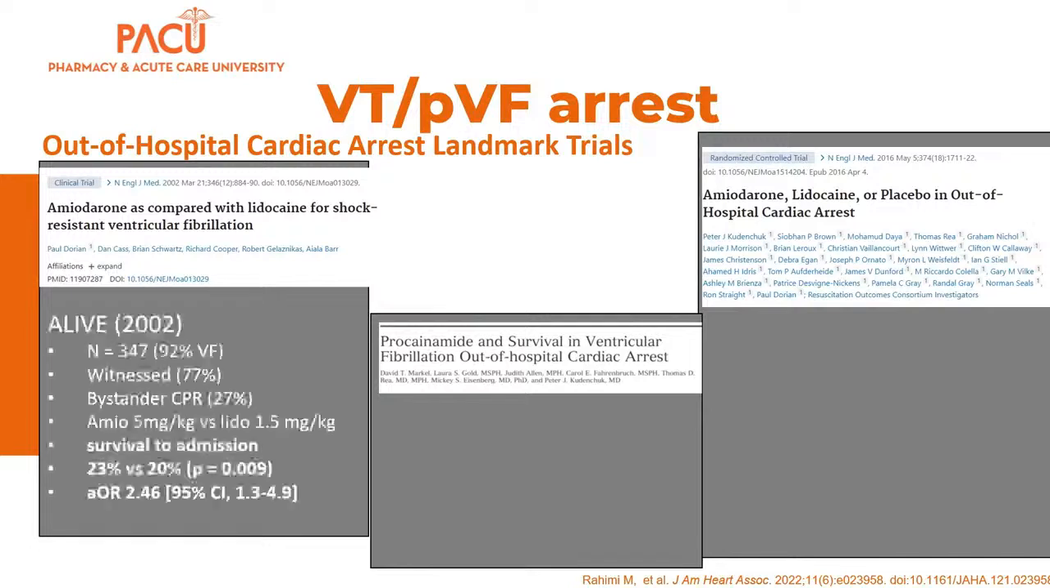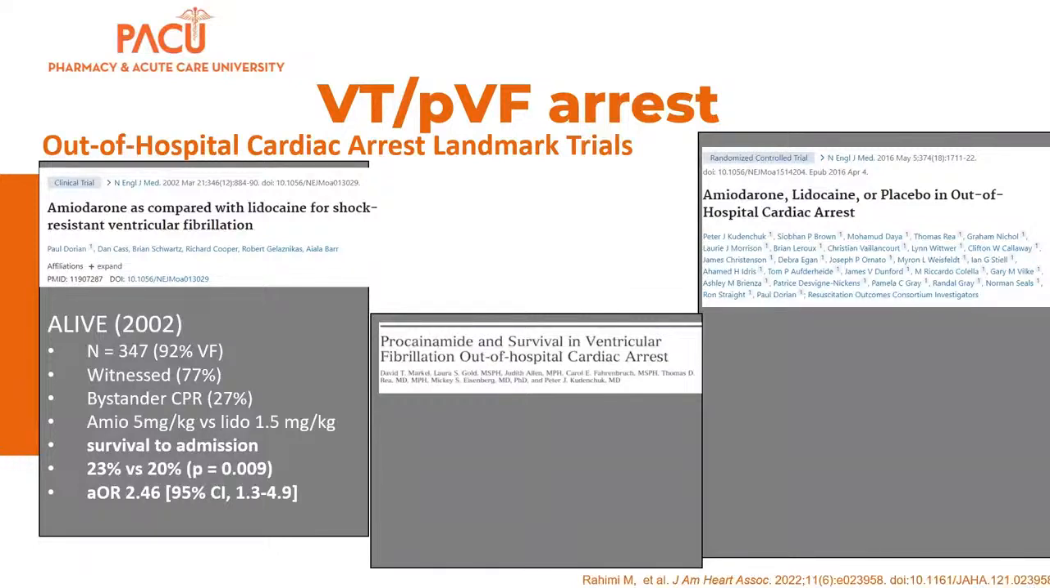The first is the ALIVE trial in 2002 by Dorian and colleagues. They analyzed 347 patients. Most of them were witnessed arrest. Only 27% had bystander CPR. They compared amio, 5 mg per kg, a weight-based dose we don't typically do, but it falls pretty close to what our guidelines show. Amio, 5 mg per kg versus lido, 1.5 mg per kg. And they looked at survival to hospital admission.